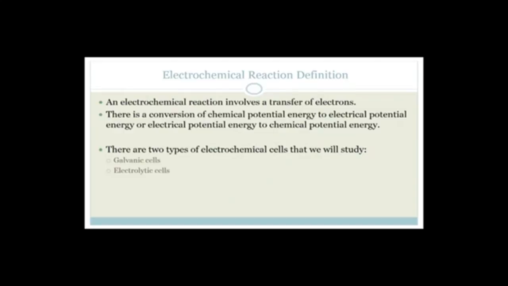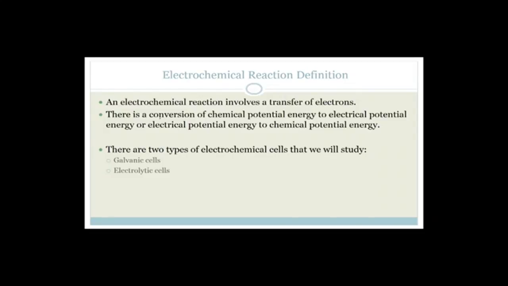More about what we are going to use in this year's work, because remember that was all revision of grade 11. This is what we're going to be concentrating on this year. Firstly, an electrochemical reaction involves a transfer of electrons. Please remember that it's very important. Also, there is a conversion of chemical potential energy to electrical potential energy or electrical potential energy to chemical potential energy.